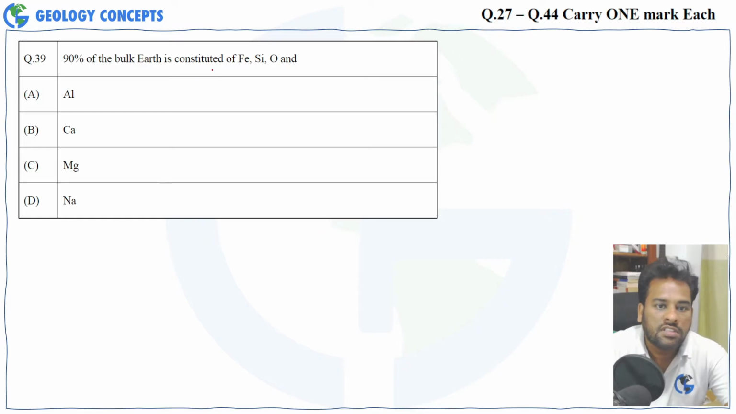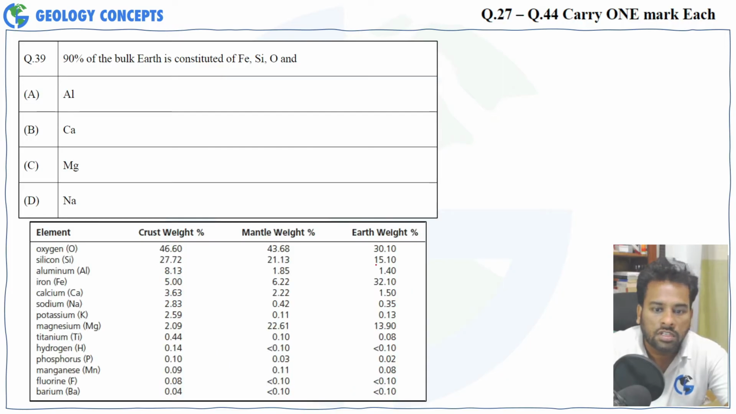90% of the bulk earth is constituted of Fe, Si, O and. So if you look at the composition of the whole earth, the highest is iron, followed by oxygen, then you have silica, and then you have magnesium, which is 13.9% in the bulk earth. So C is the correct option. You must remember the order in the crust also and in the mantle also. In core it is majorly iron. So here in this case it is talking about the bulk earth, so C will be the correct option.